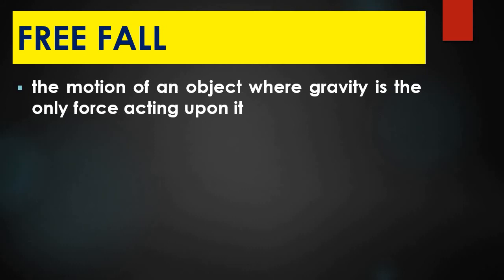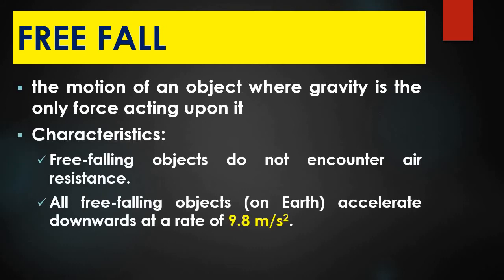Now, what we discussed earlier was horizontal motion. We will now go to vertical motion. And one of the examples of vertical motion is free fall. What is free fall? It is the motion of an object where gravity is the only force acting upon it.